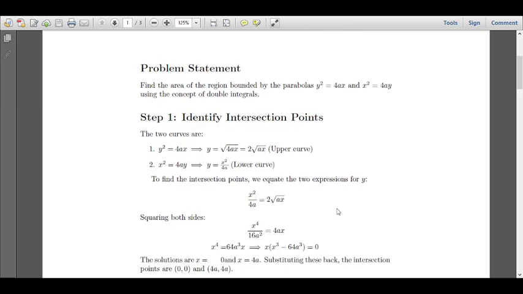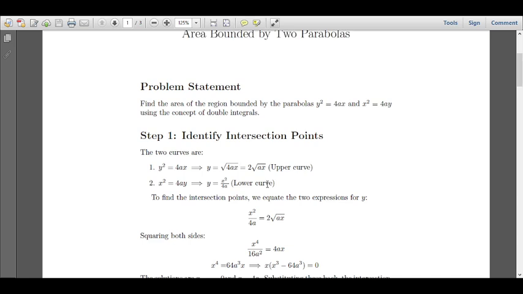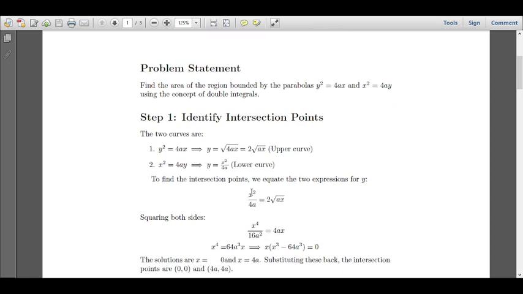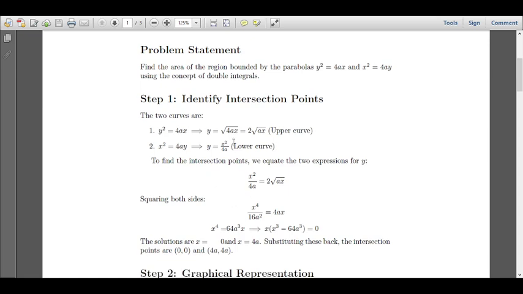So how to find the intersection points? We equate the expressions for any of the variables. Here I am equating the expressions for the variable y. Since y square equal to 4ax, y equals square root of 4ax, that is 2 root ax. And x square equal to 4ay gives y equal to x square by 4a. This is the lower curve. Equate these two expressions for y to get the solution for x.